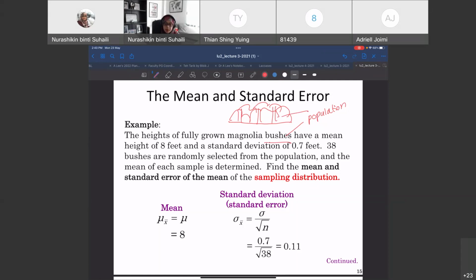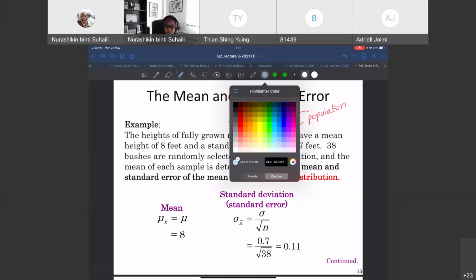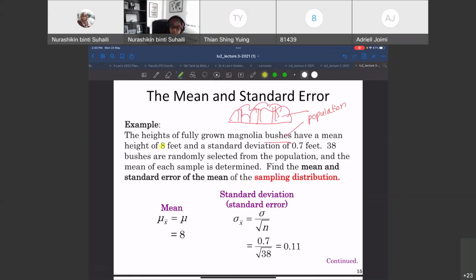Have a mean height of 8 feet and standard deviation of 0.7 feet. This information is referring to the mean of the population and the standard deviation of the population. So mu is 8 and the standard deviation sigma is 0.7, and this is referring to the population.